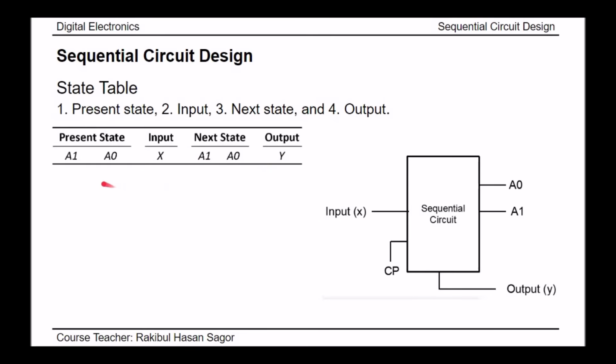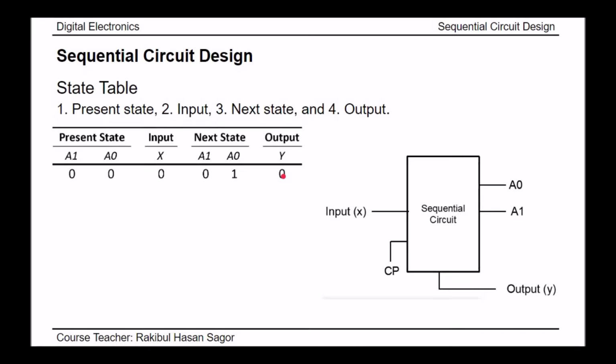Now let's see the first case. If the present state is 0 0 and the input is 0, what will be the next state? In the question, it was said that we need to design an up counter. When input equals 0, it will keep counting. So the next state must go from 0 0 to 0 1. Then in the next triggering, if the present state is 0 0, the next state will be 0 1. And when it goes to 0 1, the output must show 0.